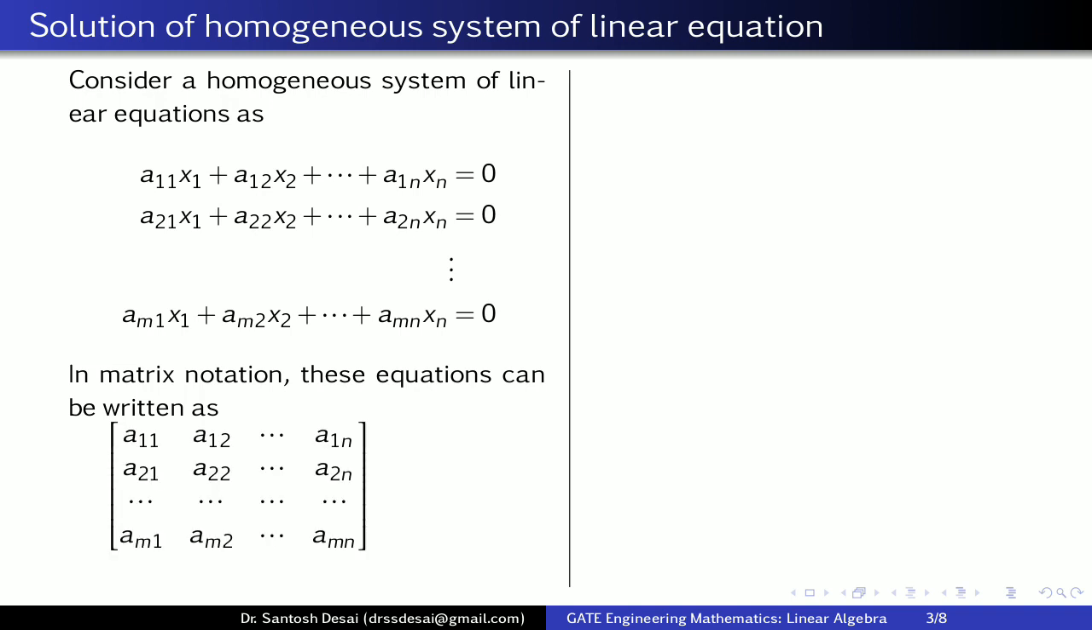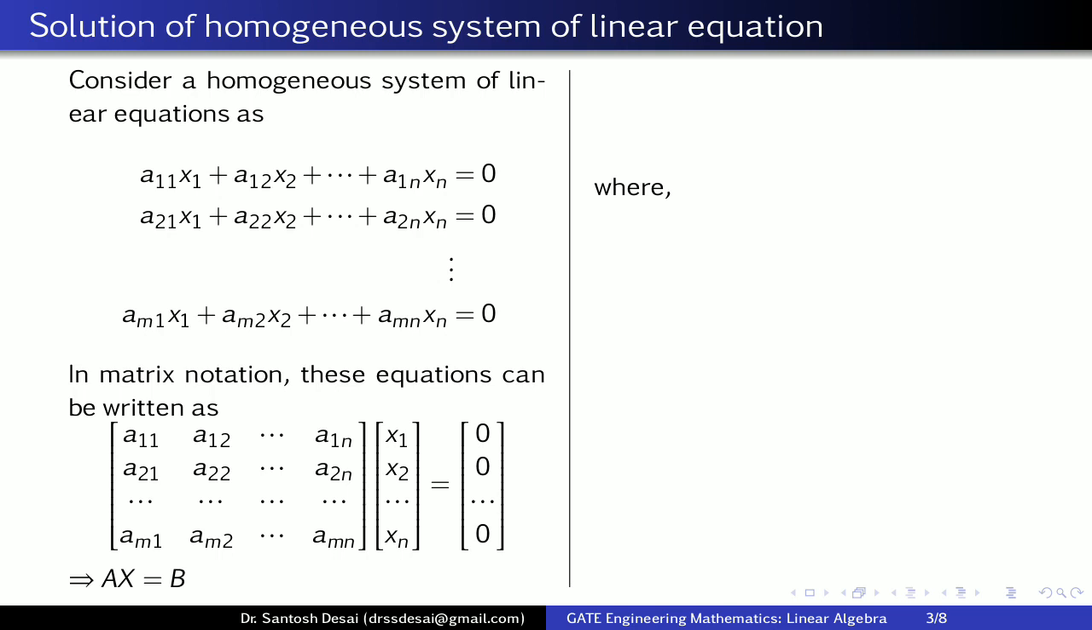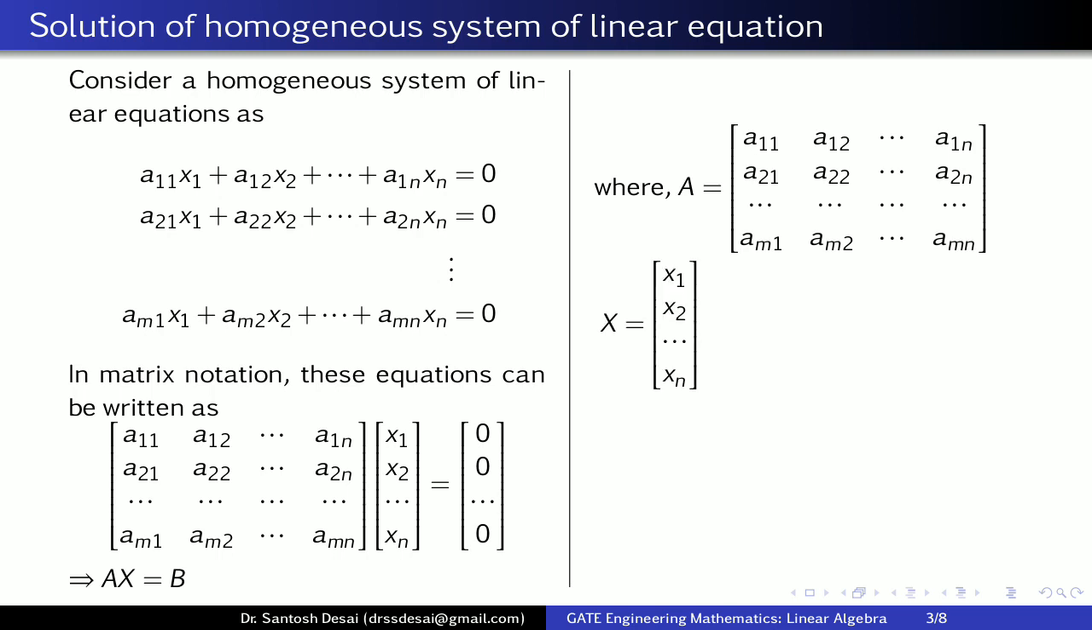So we get the coefficient matrix as a11, a12 and so on a1n. Second row is a21, a22 and so on a2n, and last row is am1, am2 and so on amn. Into the matrix of unknowns, that is x1, x2 and so on xn, a column matrix, is equal to the RHS, that is 0, 0 and so on 0. So we can write in the form AX = B, where A is the given coefficient matrix, X is the matrix of unknowns, and B is a zero matrix.